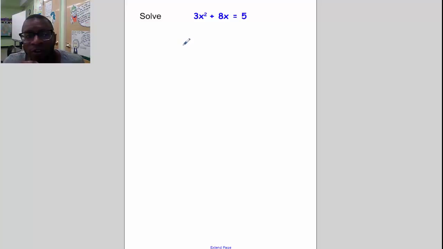So what I'm going to do in order to make this, remember the goal on the left-hand side is to make it a perfect square trinomial. What I'm going to do is remember that in a perfect square trinomial, A has to be a perfect square. So in order to make 3 a perfect square, I'm going to multiply it by itself. So on the left-hand side, I'm going to multiply by 3.